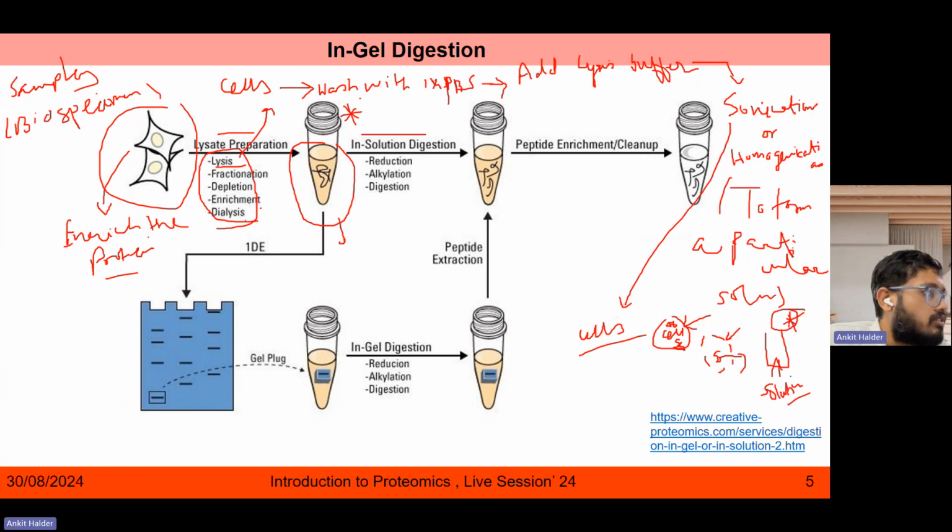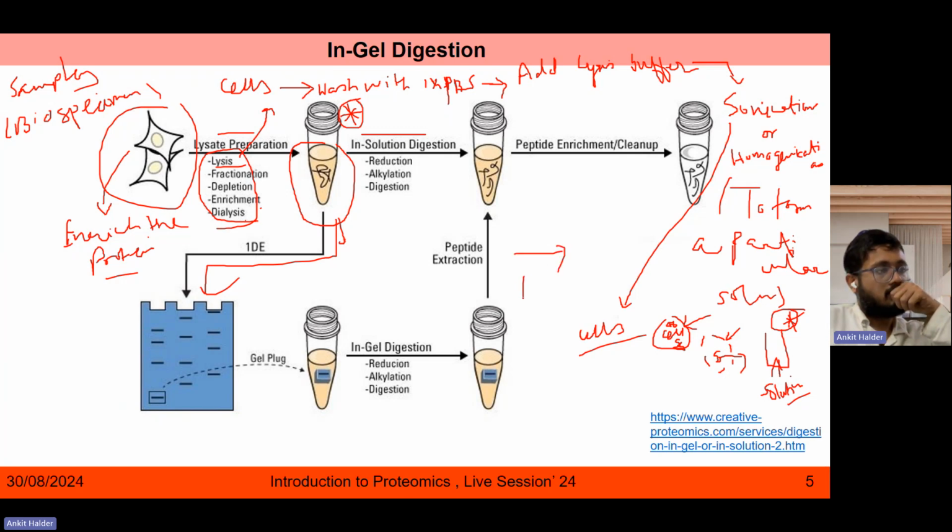So this is the step where we have the particular proteins. Now there are two ways through which we can proceed. We can go for one-dimensional electrophoresis or two-dimensional electrophoresis. Another route is in-solution digestion for proteomics. Finally, our goal is to run mass spectrometry to get the proteomics experiment performed and identify all the particular proteins.